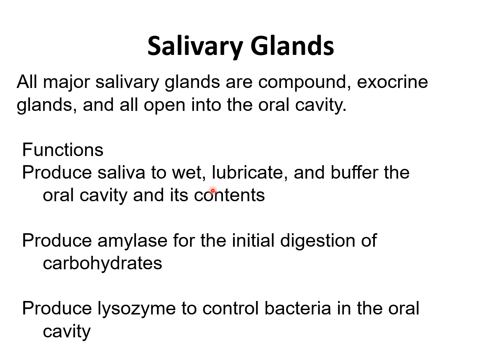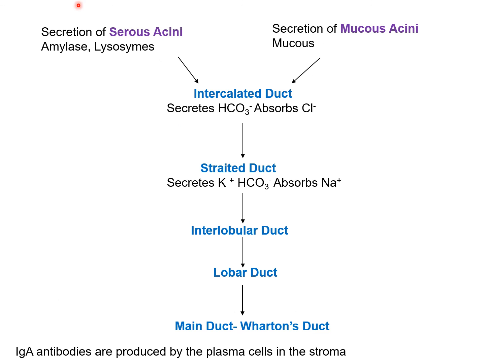It would contain the mucus, which would help to lubricate and buffer the oral cavity contents. Then also bicarbonate is secreted within the salivary gland, and also present in the salivary gland are the IgA antibodies. Now, where did the bicarbonate come from, where did the IgA come from? Let's see that. So the pathway of secretion would be the serous acini secrete the amylase and the lysozyme.